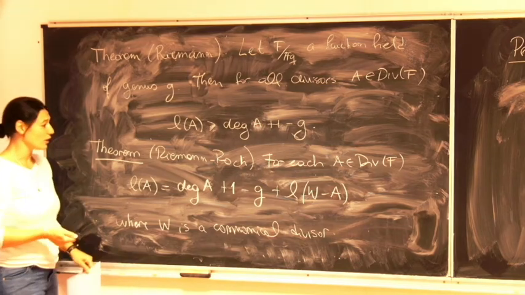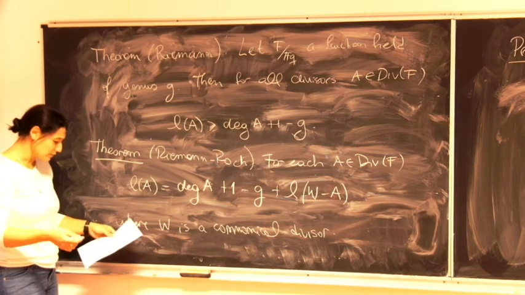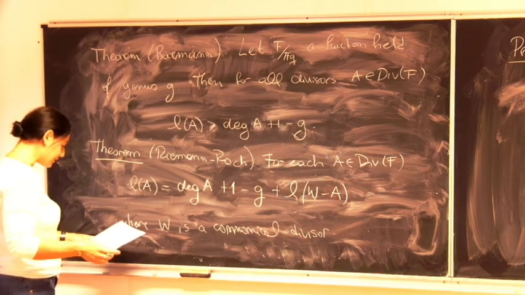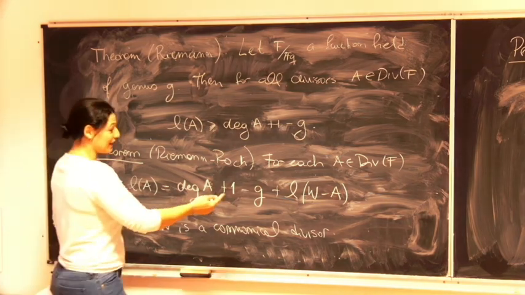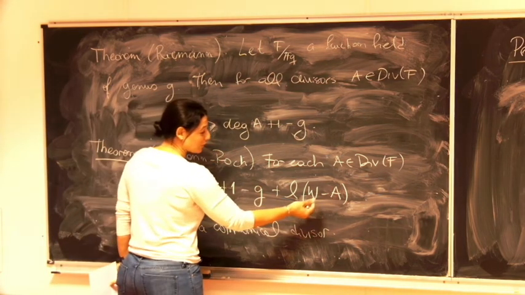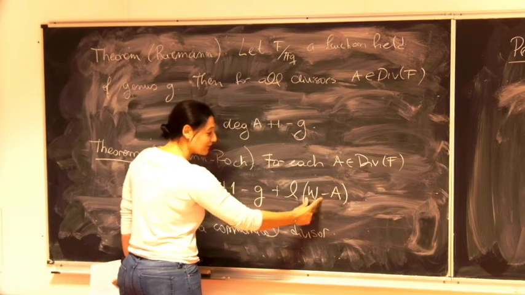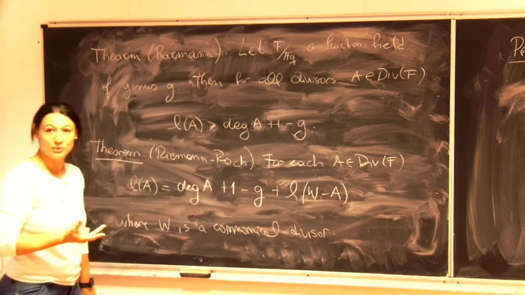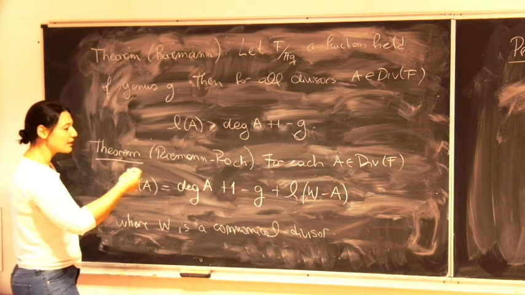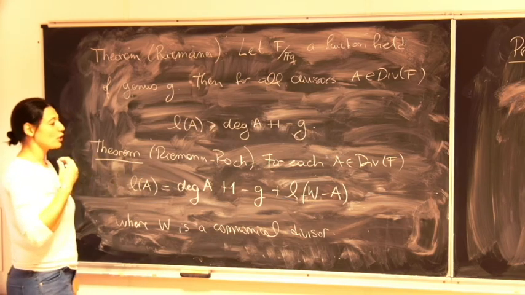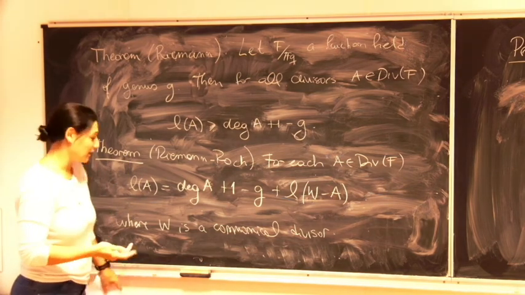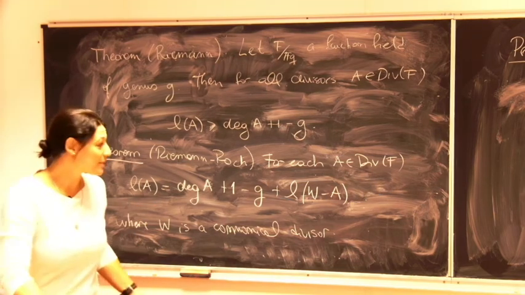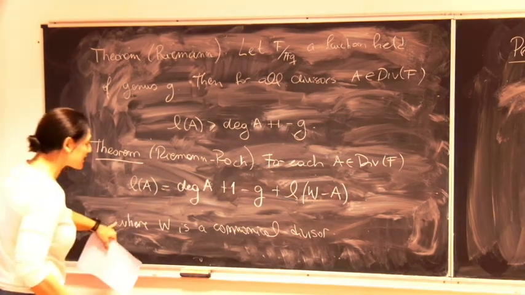where g is the genus of the function field, and that the dimension of the Riemann-Roch space associated to a canonical divisor is exactly the genus. So the genus can be defined as the dimension of the Riemann-Roch space of a canonical divisor. But well, this theorem is not going to say much for us.